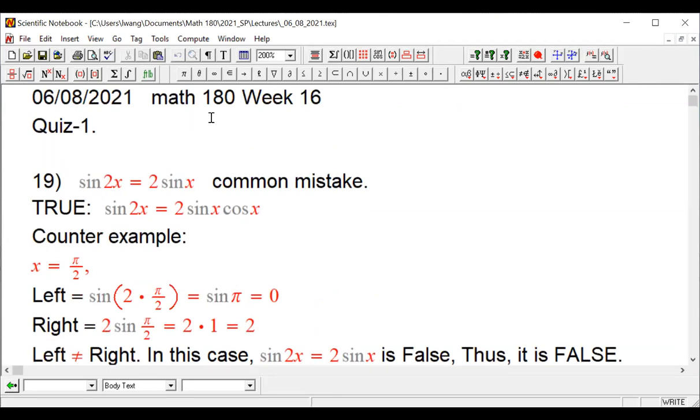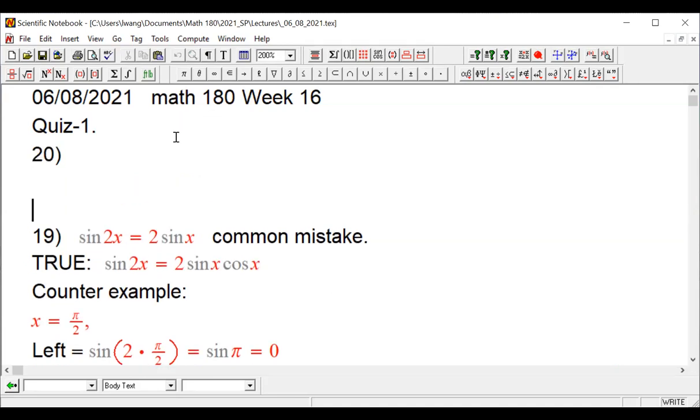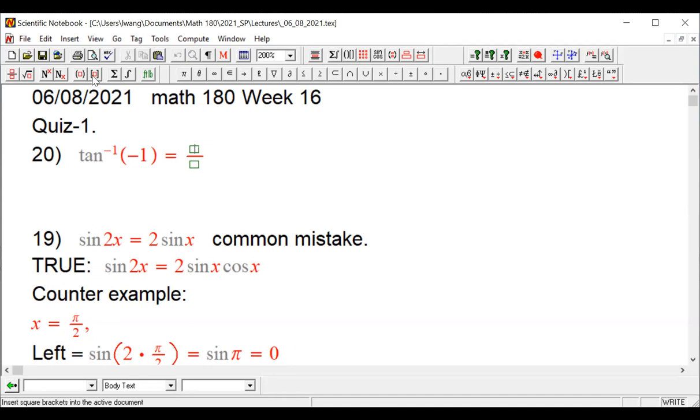Number 20. We actually have numerous examples of a similar sort. Tangent inverse of -1 is equal to 3 pi over 4.